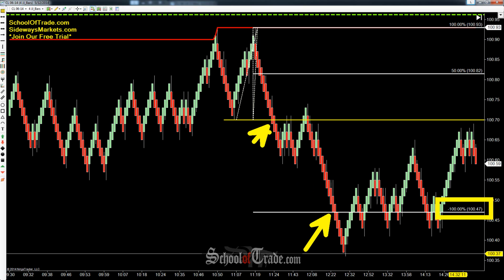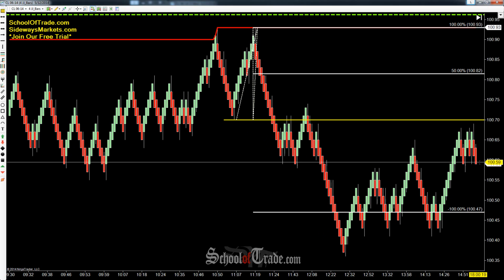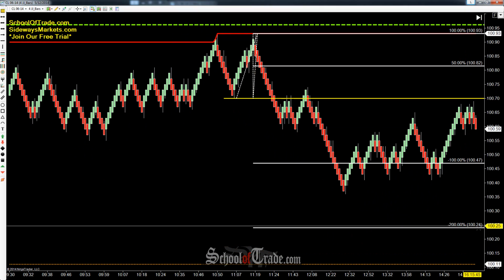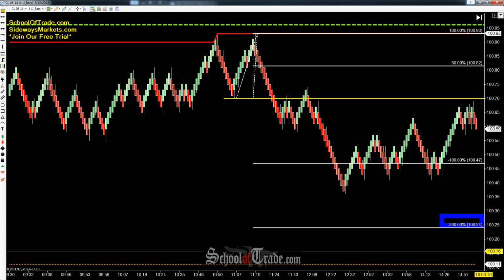So we were entered in right there on that close below that neckline, and it immediately runs off after a little bit of fluctuation, straight into our target area right down here. That's T1, the first target. Now we do also have the option for a second target, and the second target is just a 200% extension, which would be down here at 124, and that's the second target.